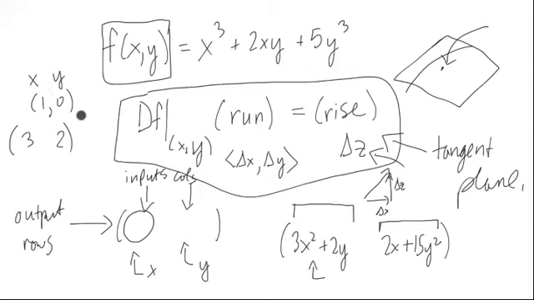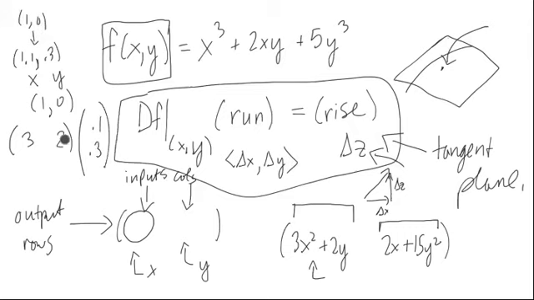How does it work? Well, it tells us how to compute rise if we know run. So what if we start at 1, 0 and we want to move just a little bit, maybe to the point in the XY plane, like 1.1 comma 0.3, then it looks like our run here is 0.1 in the X direction and 0.3 in the Y direction. So this will tell us what the rise is from that point to this point.